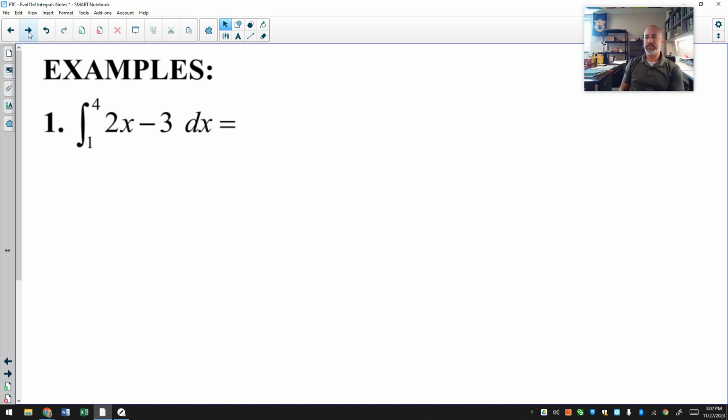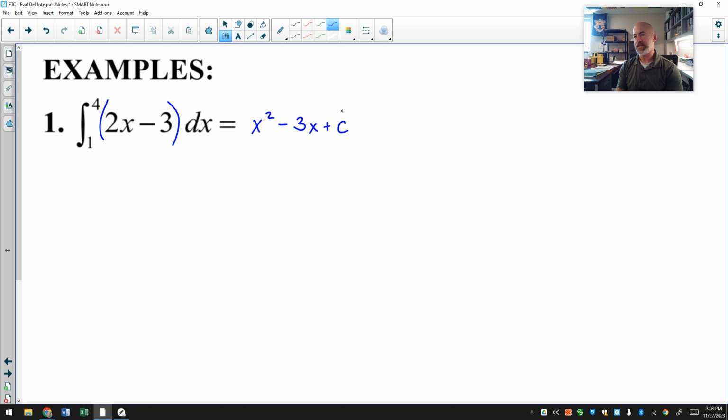So let's look at this first example. We have the definite integral from 1 to 4 of the function 2x minus 3 dx. First thing we want to do is find the antiderivative of everything between the squiggle s and the dx. The antiderivative of 2x is x squared. The antiderivative of 3 is 3x. And for this one example, I'm going to put a plus c because the general antiderivative should include that plus c. Then I need to evaluate that antiderivative from 1 to 4.